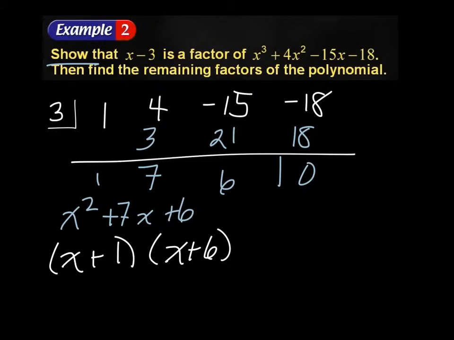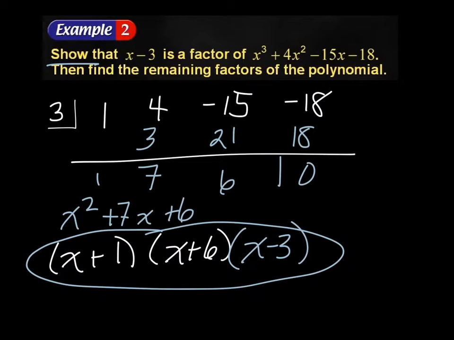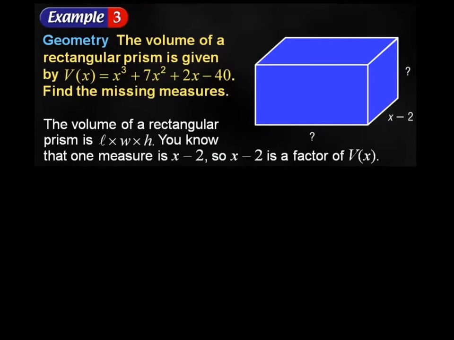So that means we now know all three factors, because we already knew from the problem that x minus 3 was a factor. So the polynomial x cubed plus 4x squared minus 15x minus 18 is completely factored when we write it as x plus 1 times x plus 6 times x minus 3.